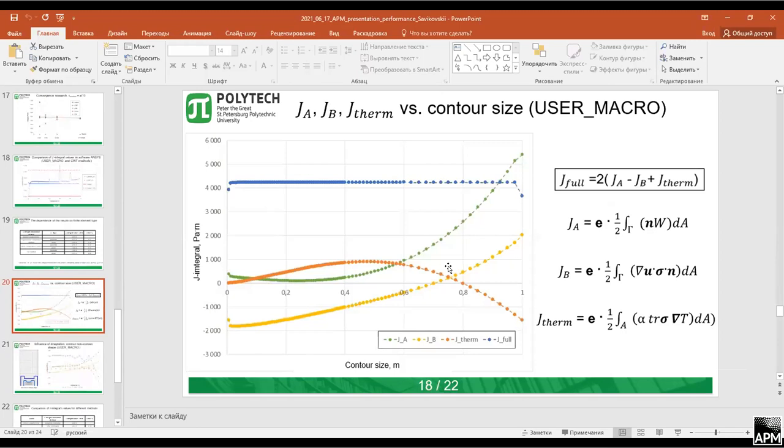the G integral is considered from three terms for thermomechanical loading. These terms are shown in the slide. And we investigated the dependence of these terms on different contours. So this is the integral. It consists of three terms and it's invariant. As we can see, the thermal term is equal to zero near the crack tip because the term is connected with area integration, and when the area tends to zero, this term tends to zero.